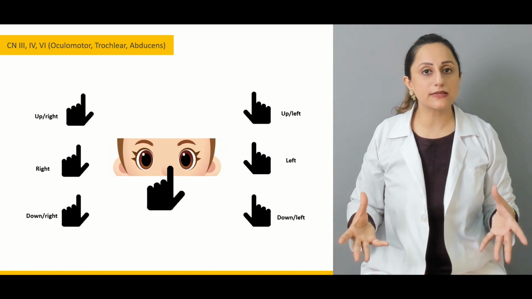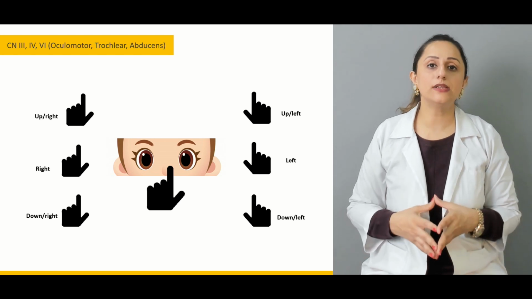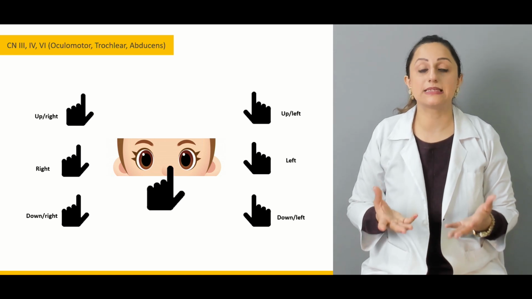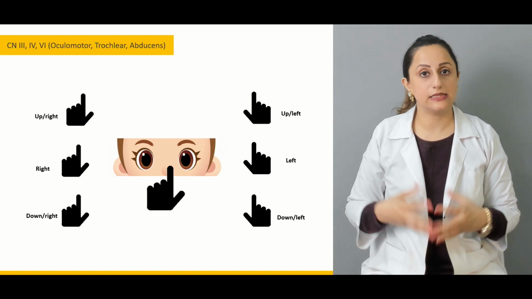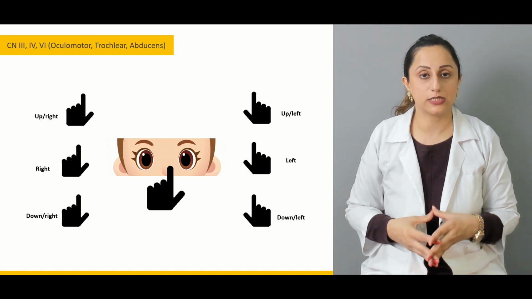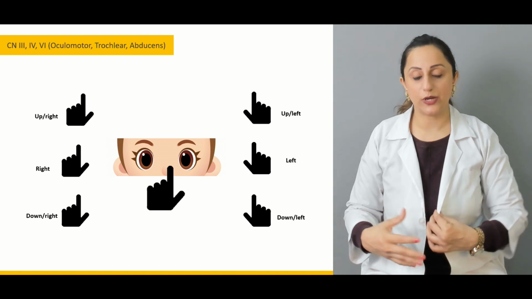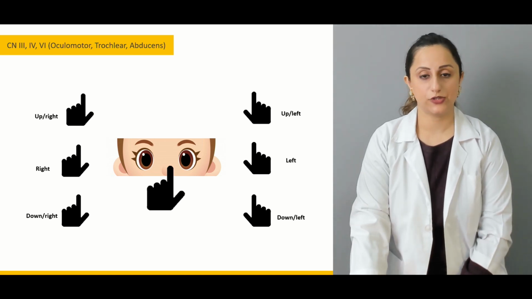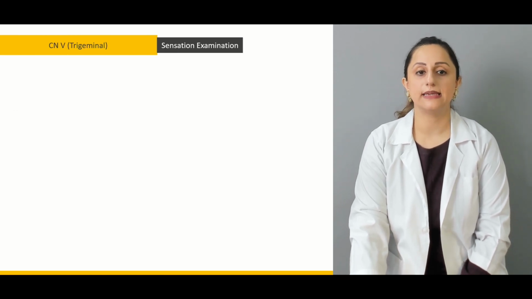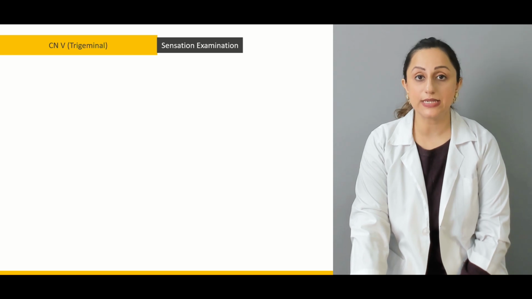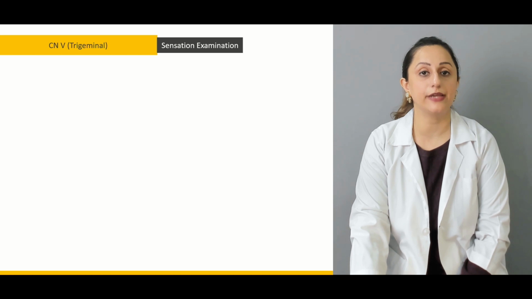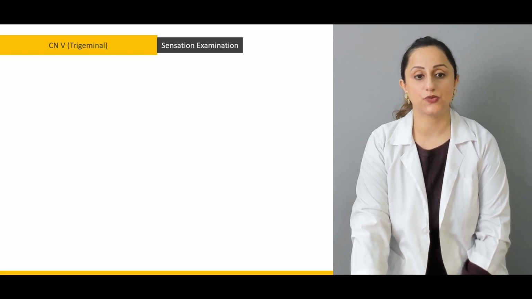So if any paresis is noted down, you can even look for the associated features. For example, if any nystagmus is noted down in the individual while he's looking in a particular direction, that is also documented while you're noting down the features for the particular patient. Then we have the trigeminal nerve, that is the fifth cranial nerve, and the sensory examination of the trigeminal nerve is a very integral part of the cranial nerve examinations over here.